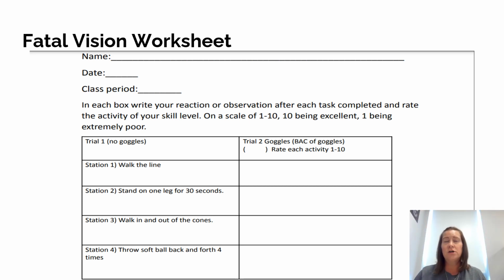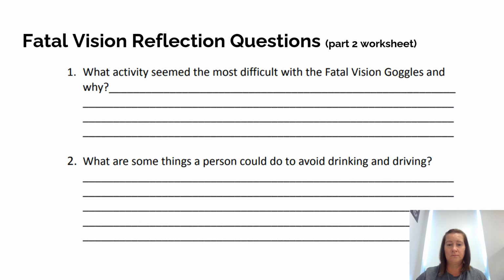And so they start to think critically about why a person would make that decision, and how people choose to do that. It really gets them thinking about intoxication levels and personal safety. The second part of that worksheet is these reflection questions. I look for them to tell me what activities seemed most difficult with the goggles and why. And then I also ask them, what are some things a person could do to avoid drinking and driving?